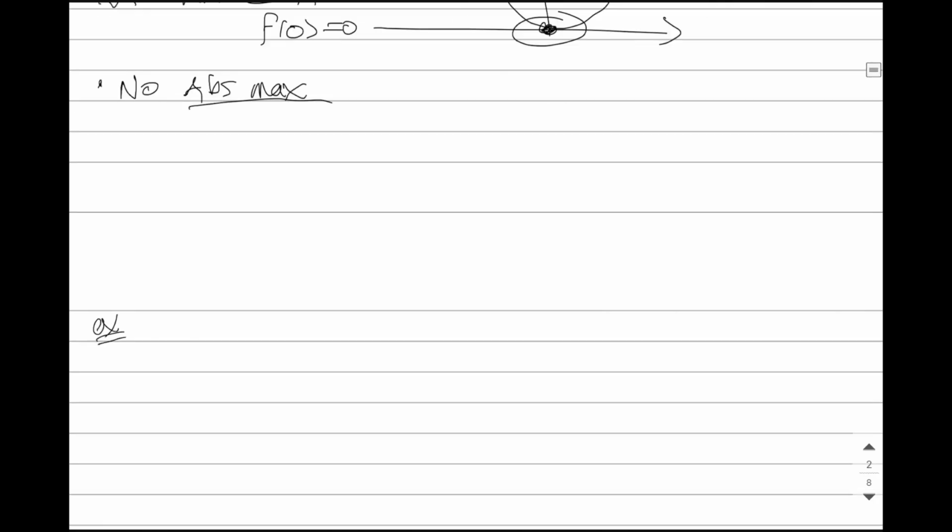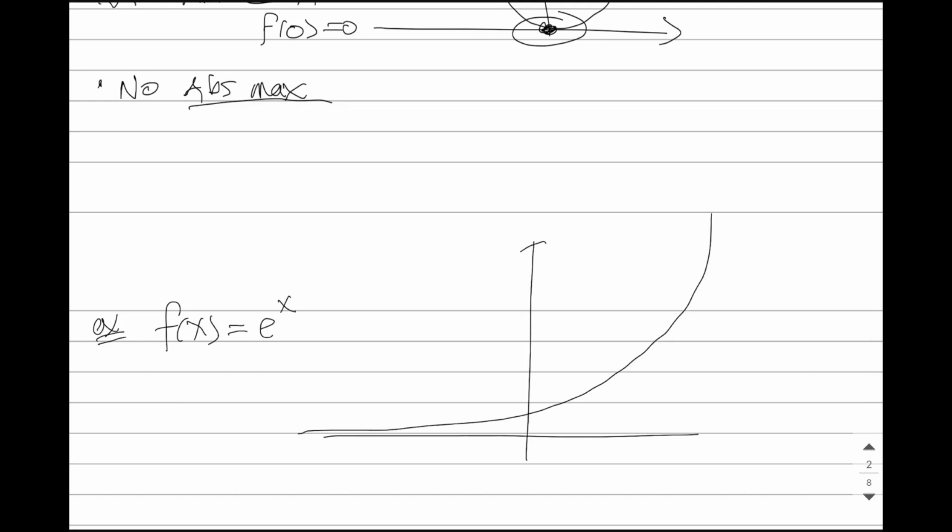At the same time, if we talk about the exponential function, e to the x, for exactly the same reason, this has no absolute maximum. Because no matter what point I pick on this graph, if I were to move over a little bit, the graph will go up higher. And so I'll never be able to satisfy the definition. There will never be a point f of c that is higher than any other point in the domain.